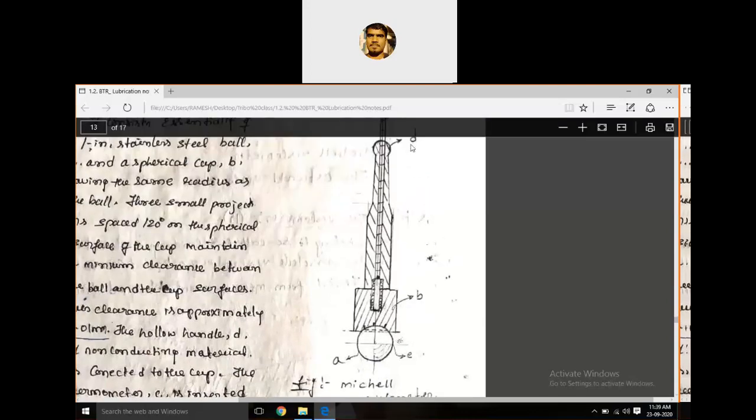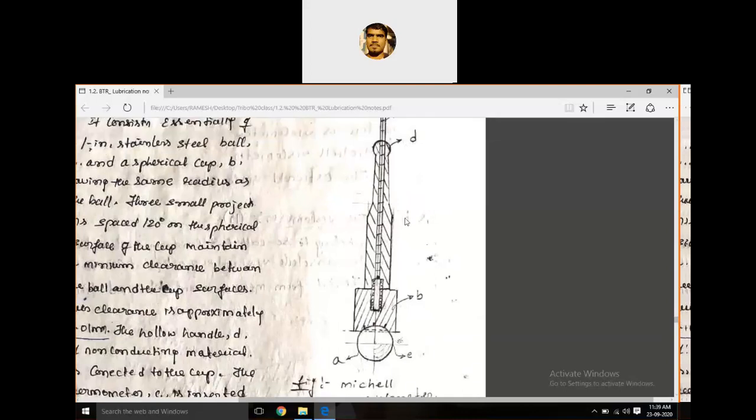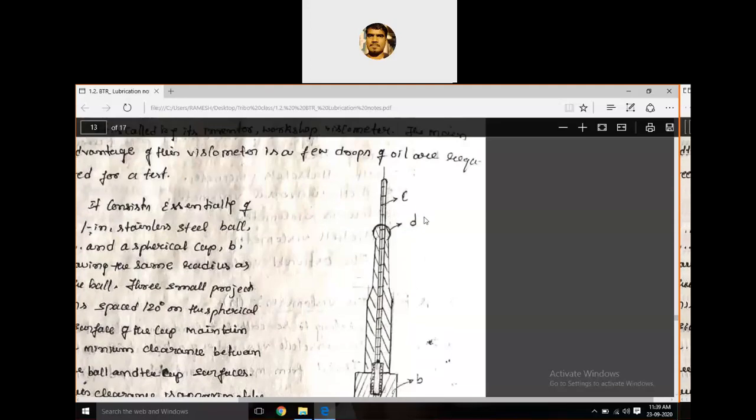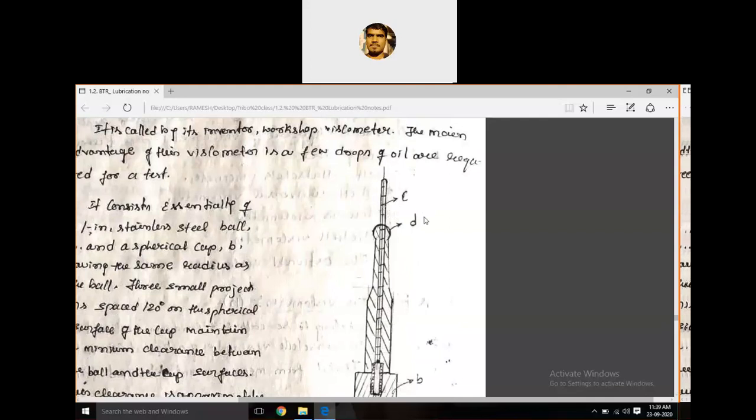The hollow handle, this is the hollow handle D, is made of non-conducting material. It is connected to the cup. The thermometer C, this is called the thermometer, is inserted into the handle for measuring the temperature of the cup.